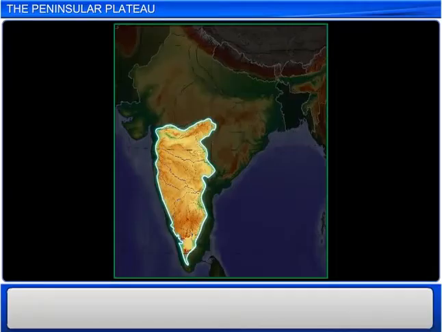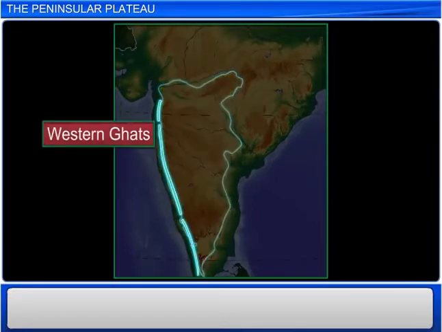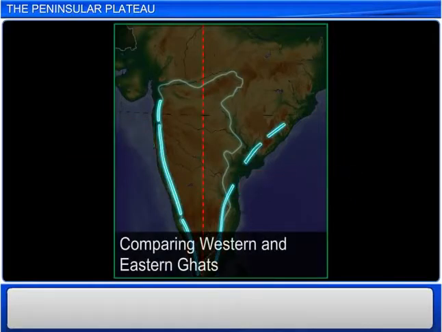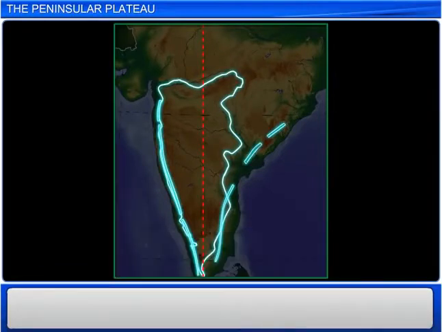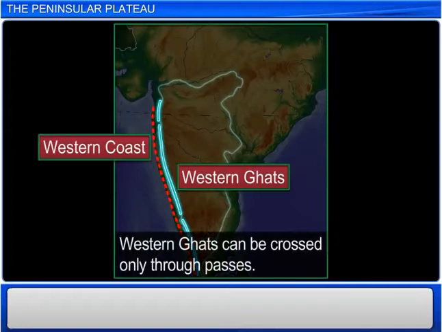Moving southwards over the Deccan Plateau, you will observe that it is bordered by Western Ghats on the west and the Eastern Ghats on the east. If you compare the ranges on both the sides of the Deccan Plateau, you will see a number of interesting differences. The Western Ghats lie parallel to the western coast. They are continuous and can be crossed through passes only.